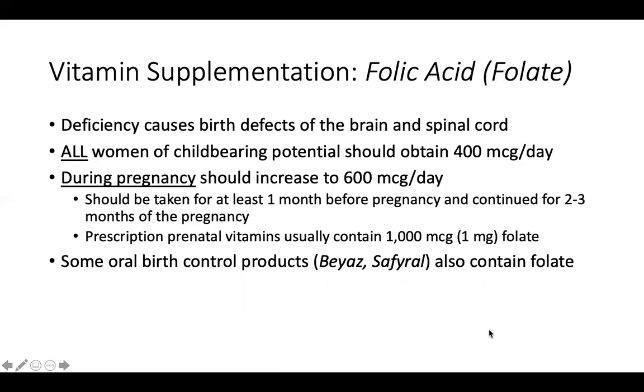And then as for folic acid, deficiency causes birth defects of the brain and spinal cord. So it is imperative that mothers are getting this vitamin. All women of childbearing potential should be obtaining 400 micrograms a day. During pregnancy, it should increase to 600 micrograms a day.